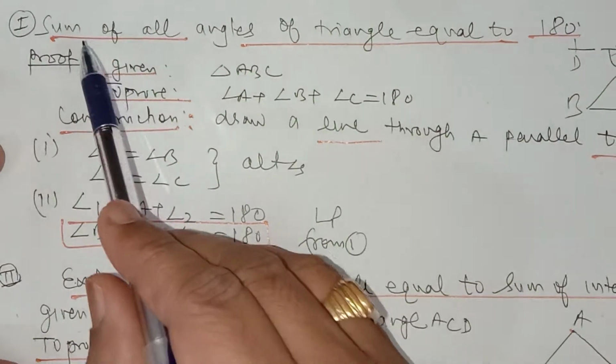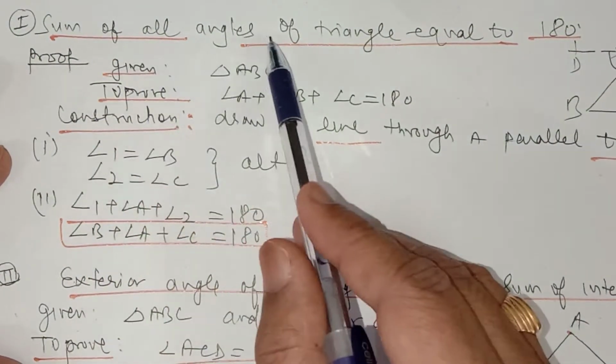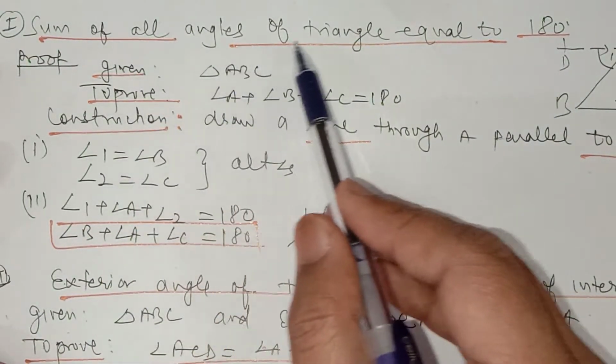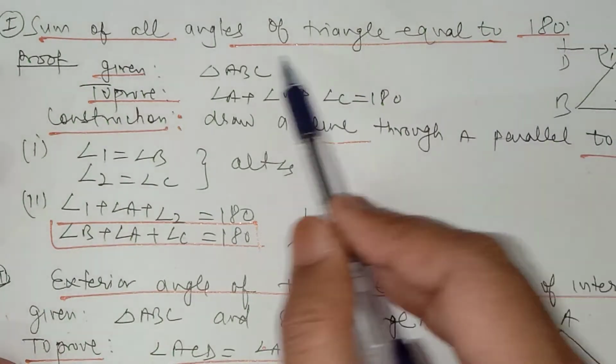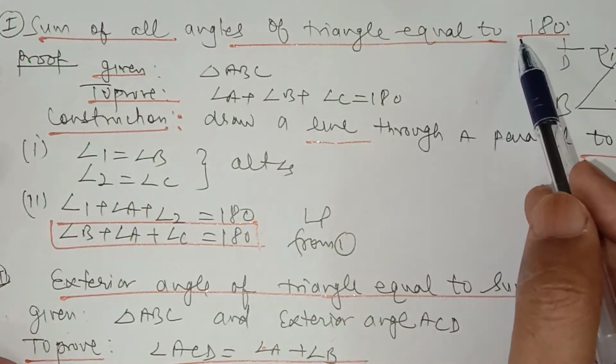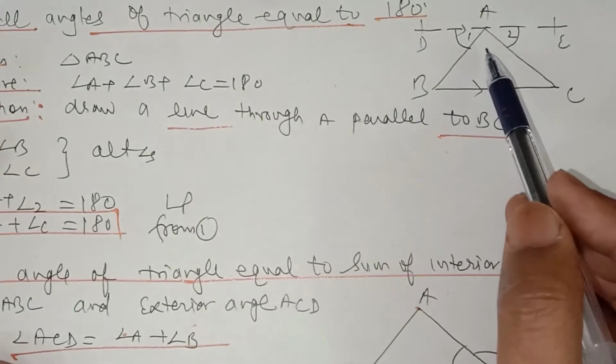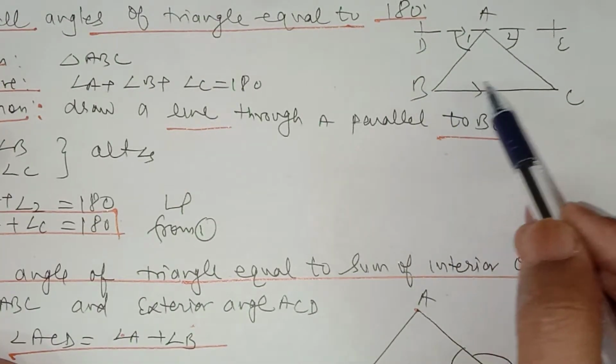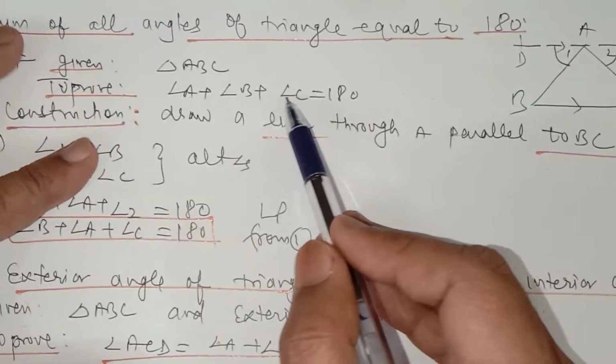Now what is the angle sum property of the triangle? The sum of all interior angles of a triangle is equal to 180 degrees. This is the angle sum property of the triangle and you have to prove it. To prove this, let us take a triangle ABC, and you have to prove that angle A plus angle B plus angle C is equal to 180 degrees.